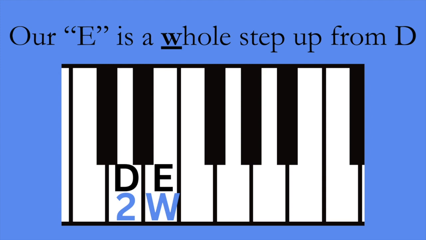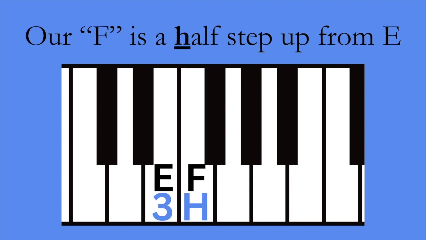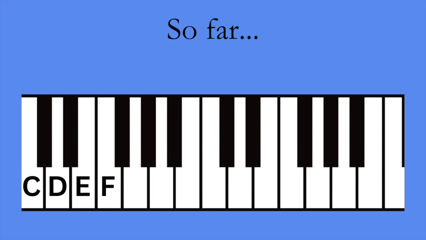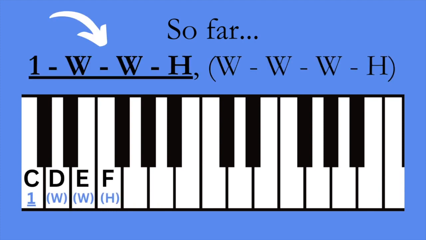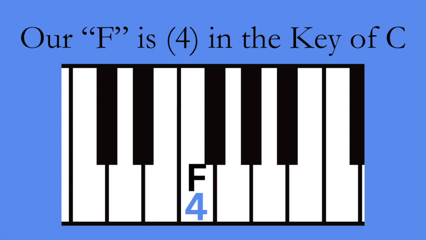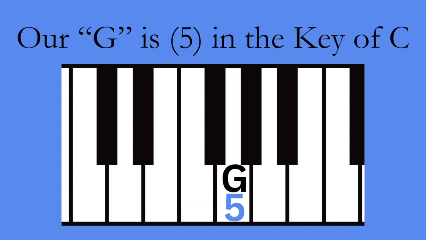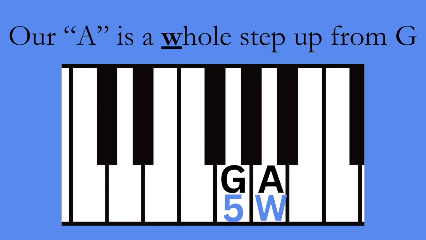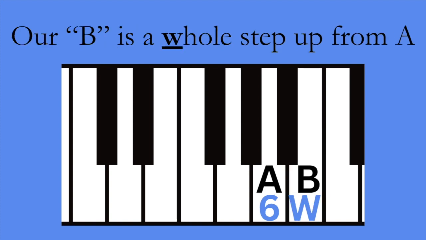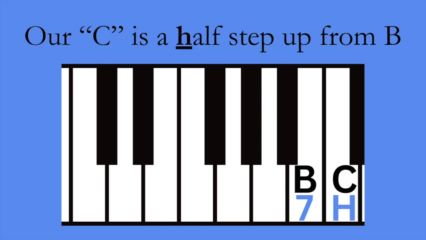Now we have a half step. Remember, half step is 1 consecutive note. So from E, 1 note is F. So far we have C, D, E, F. That's 2 whole steps, a half step. And now we have 3 whole steps and a half step. So from F, we have a whole step up to G. G, a whole step from G, is A. A whole step up from A, is B. And then we have our last half step, which is 1 note, B to C.